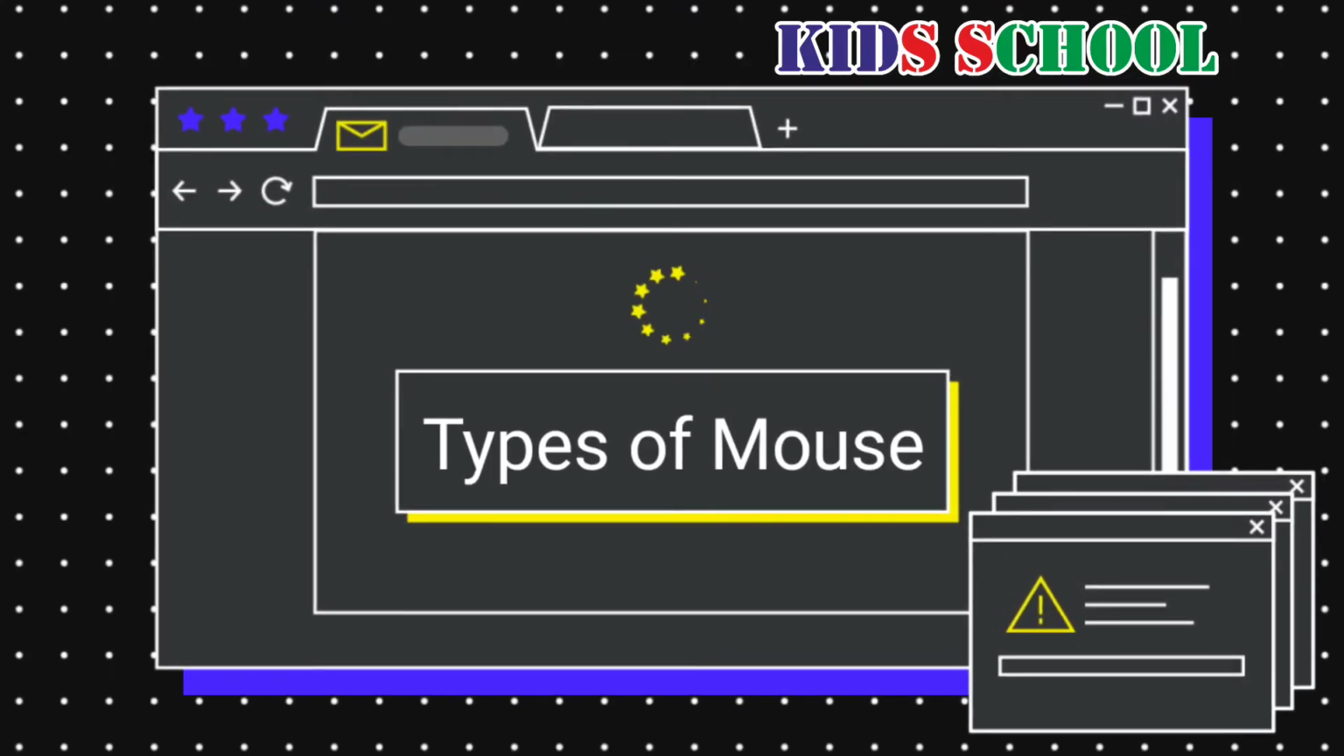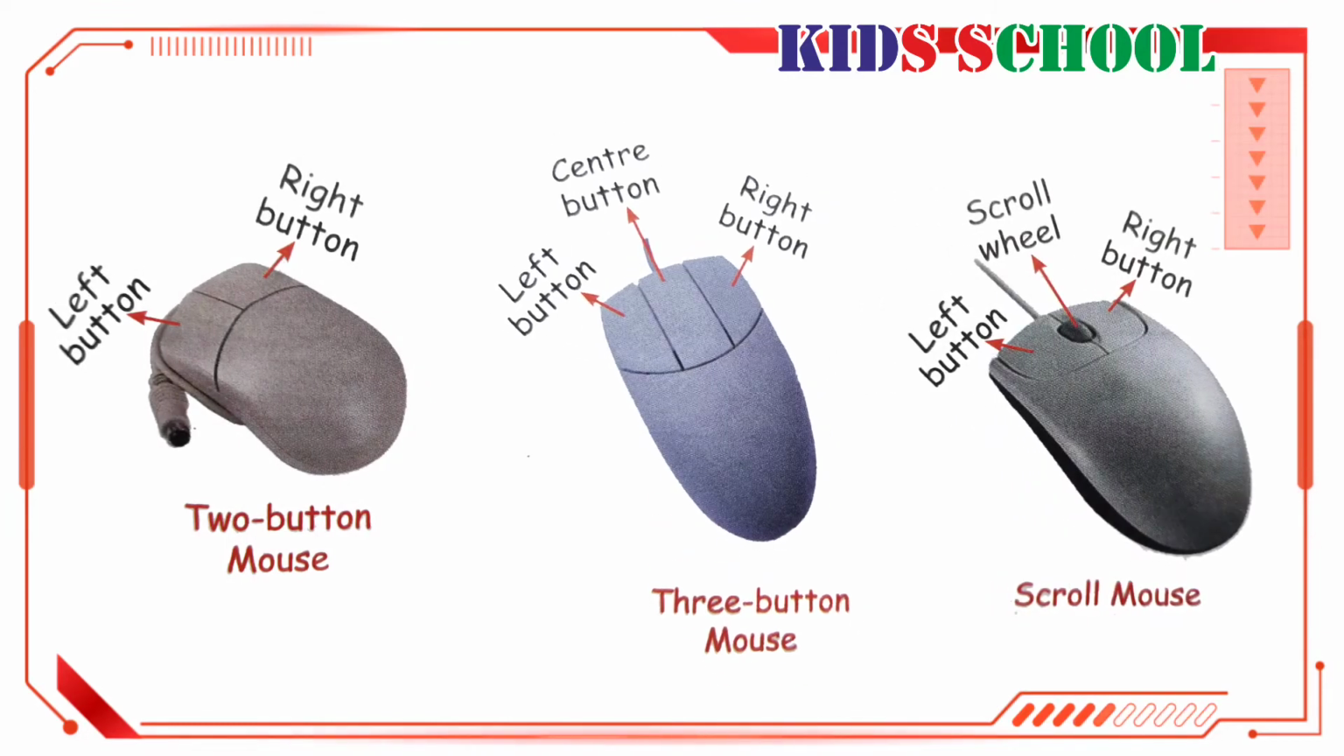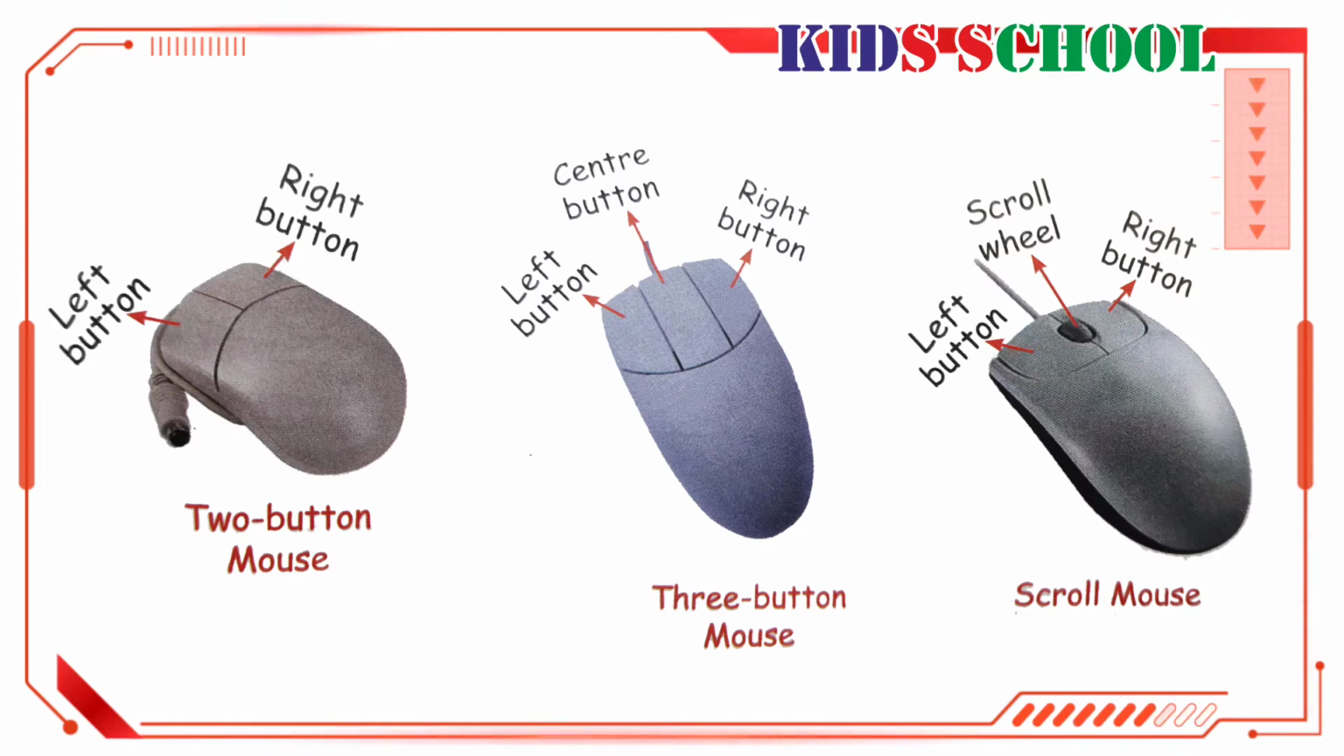Types of mouse. There are three types of mouse: two button mouse, three button mouse, and scroll mouse. A two button mouse has right and left buttons. A three button mouse has right, left, and center buttons. A scroll mouse has right and left buttons and a scroll wheel at the center. Scroll mouses are commonly used these days.